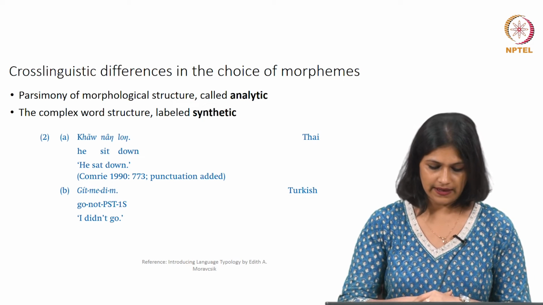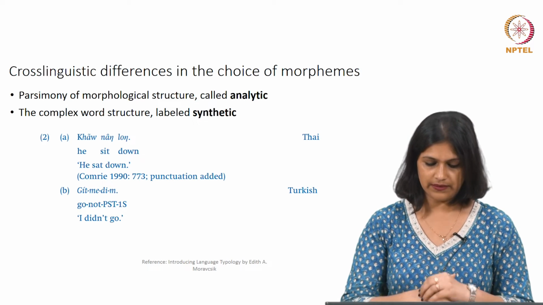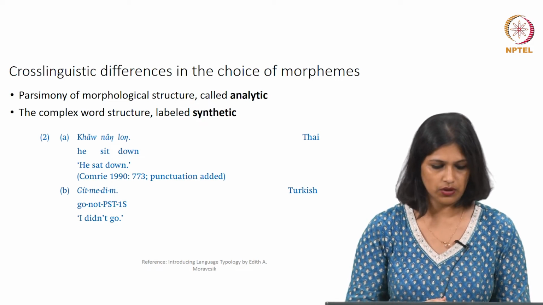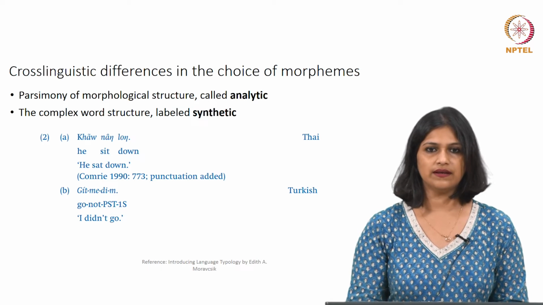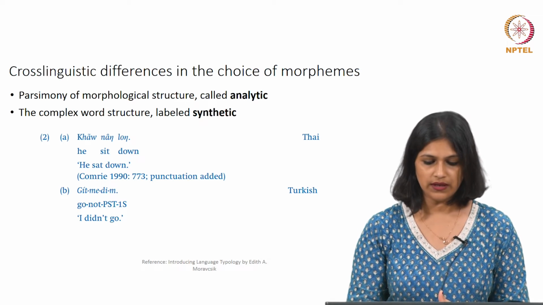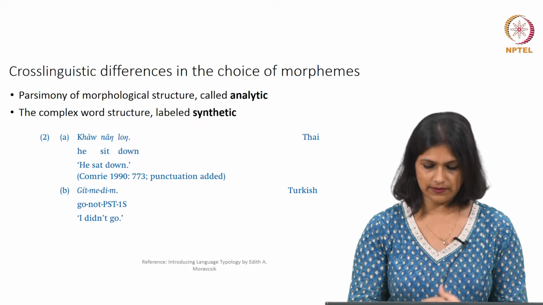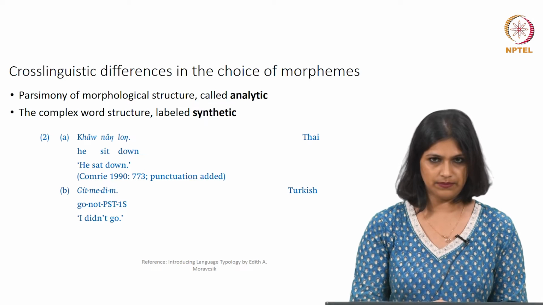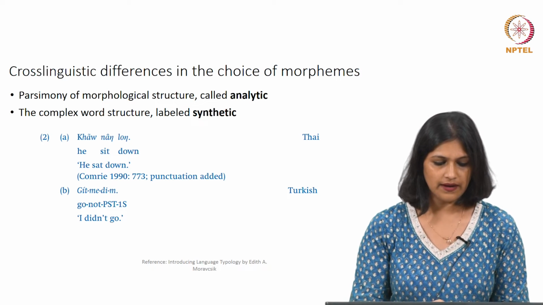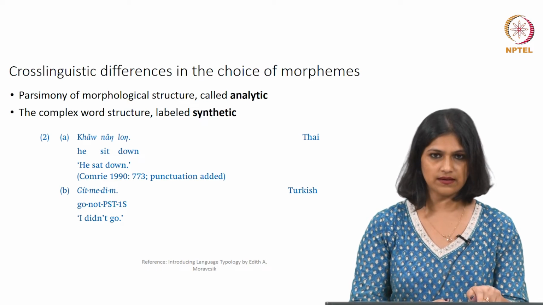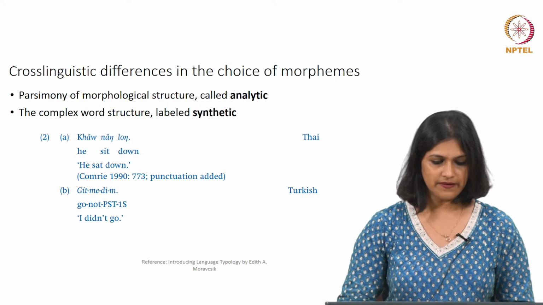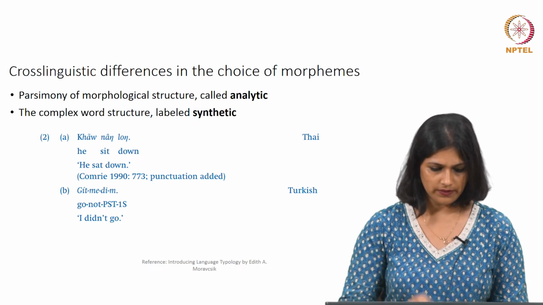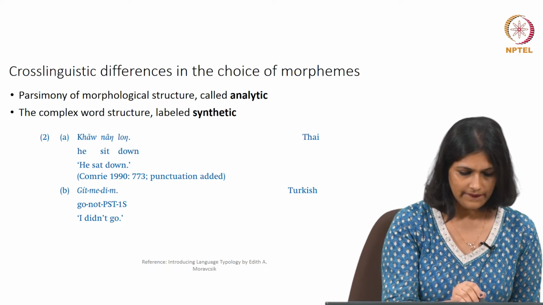Let us look at the data that is being discussed in the book. Here, if you look at the example given in 2, that is a Thai example, and the second example is the Turkish example. In Thai, look at the gloss that has been given here: the first line of data, cow, nan, long, whatever.